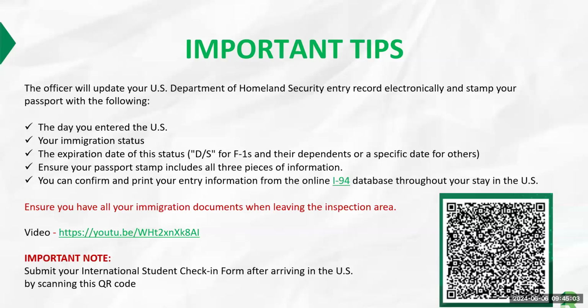And then you can also confirm. Once you enter the United States, this is a link here, I-94. You can go in there to retrieve your I-94, which is evidence that you entered the United States. The I-94 will indicate your passport, your last name, first name, and stuff like that. Okay, so ensure you have all immigration documents when leaving the inspection area.